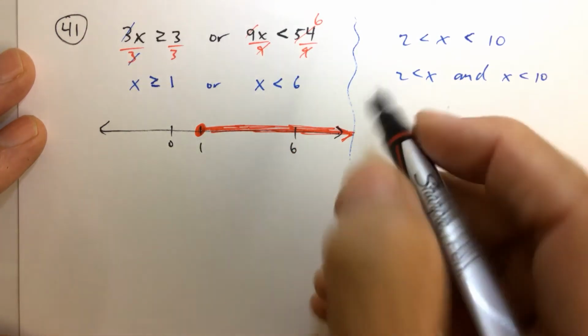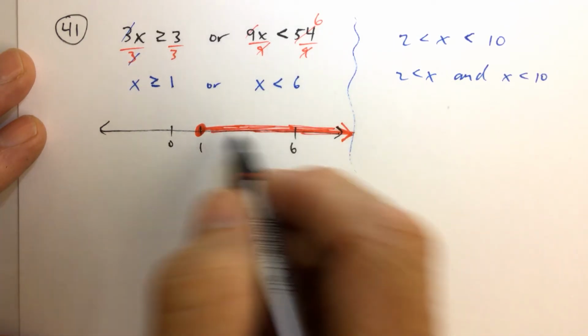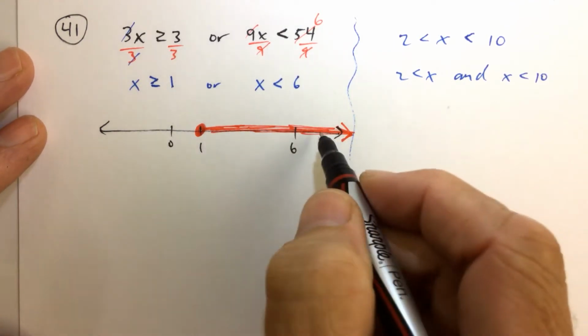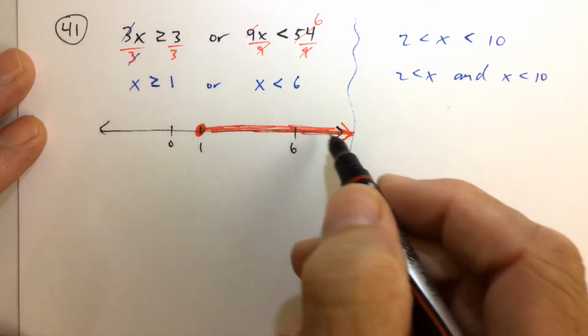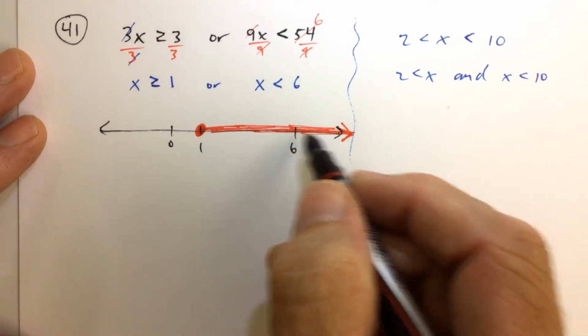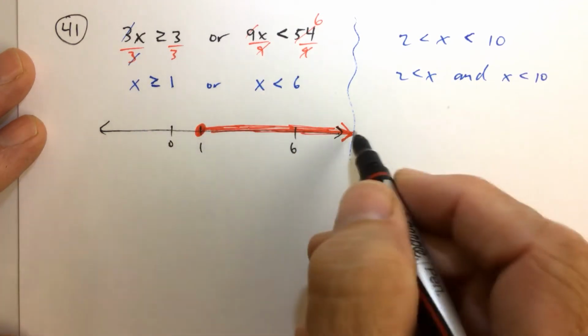This is where students get confused. They think, oh, I've got a 6 there, so I'm going to just shade everything in between this 1 and the 6. Well, you're missing out on an infinite number of solutions to the first one, because every number that's greater than 6 is also certainly greater than or equal to 1. So we shade all of those.